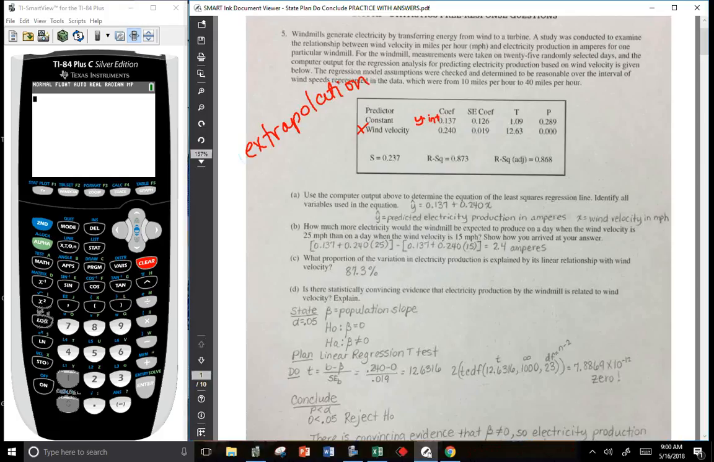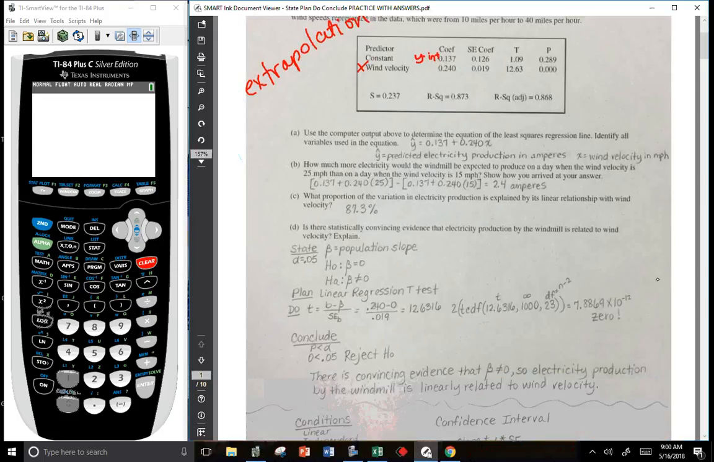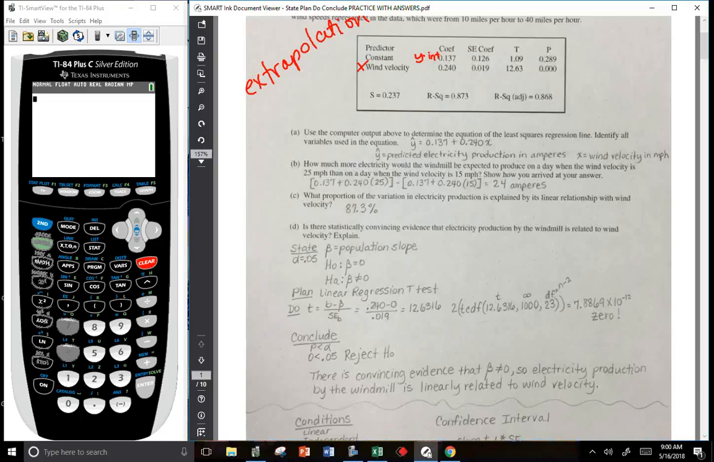Questions still? Okay. Part C: what proportion of the variation in electricity production is explained by its linear relationship with wind velocity? What's variation? That's the key word there. That's R squared. Every class has told me that it's standard deviation squared. What are y'all thinking about? That's not variation. It sounds just like it though. That's variance. Variance is standard deviation squared.